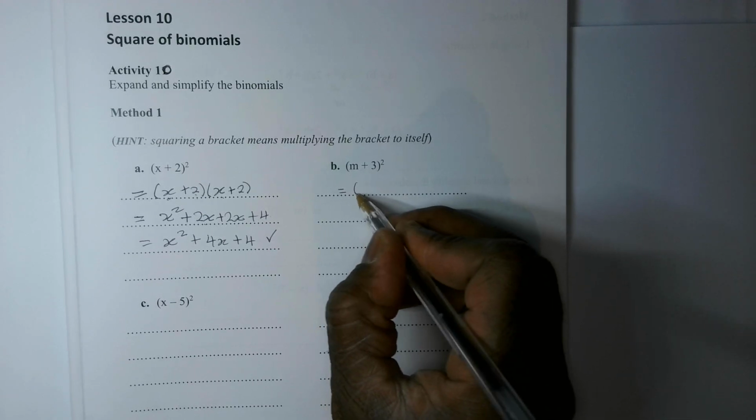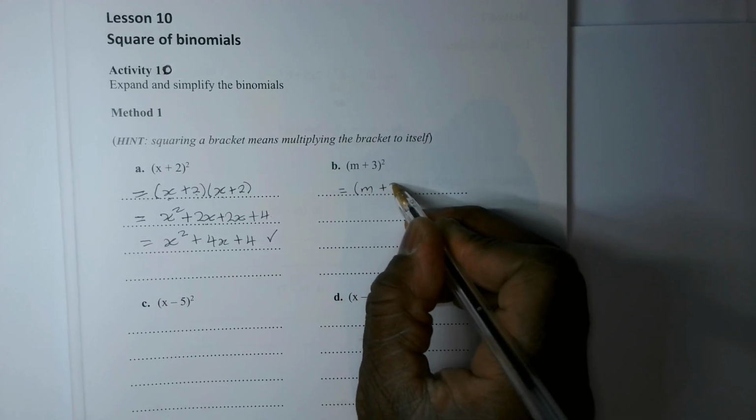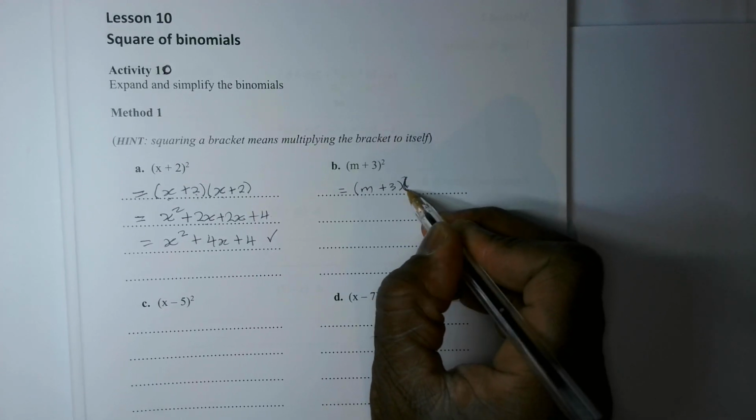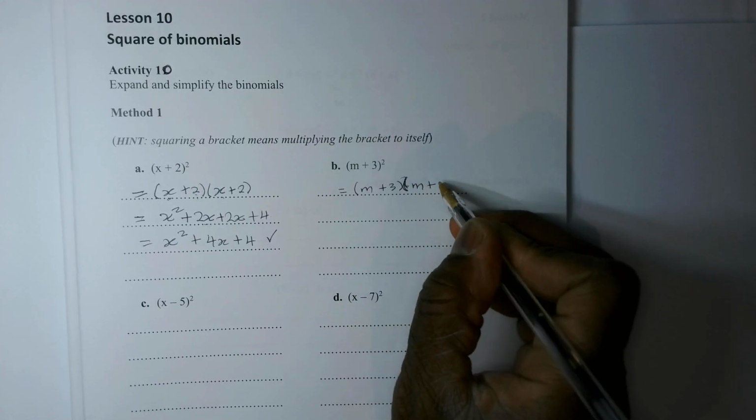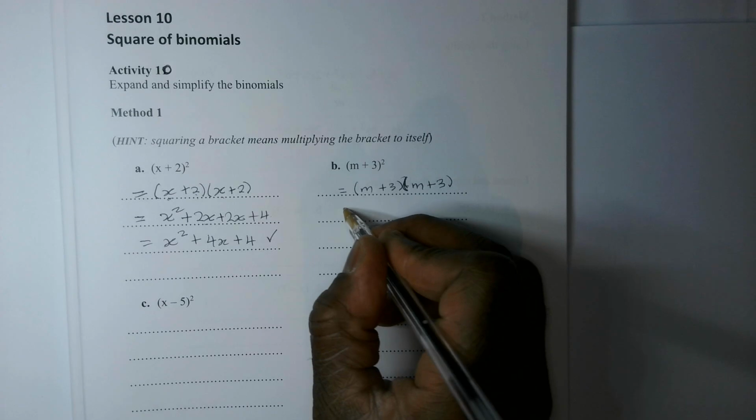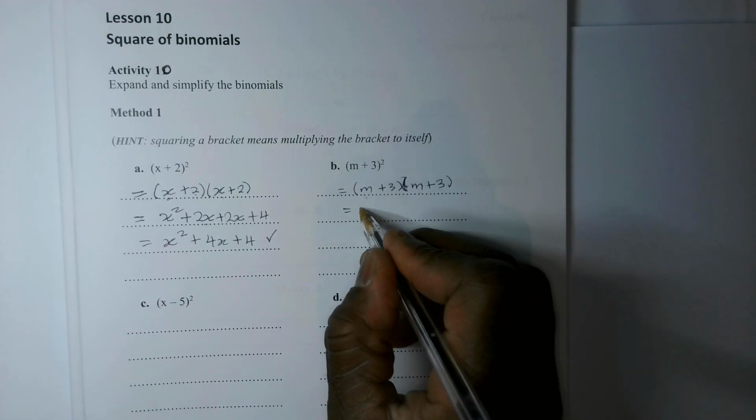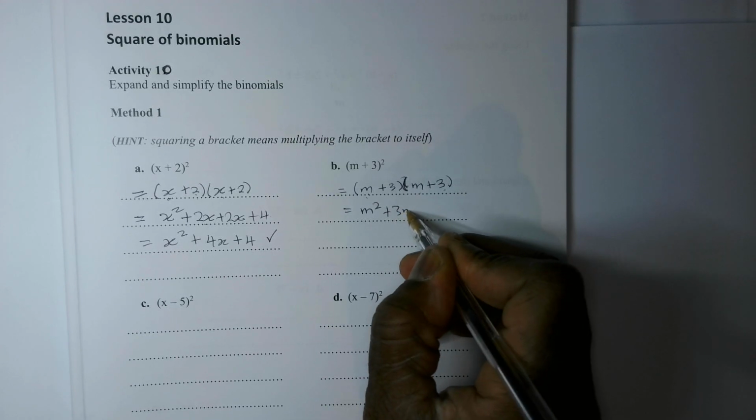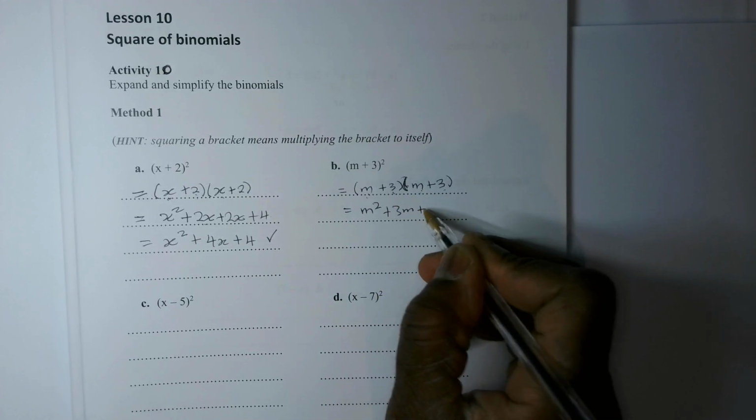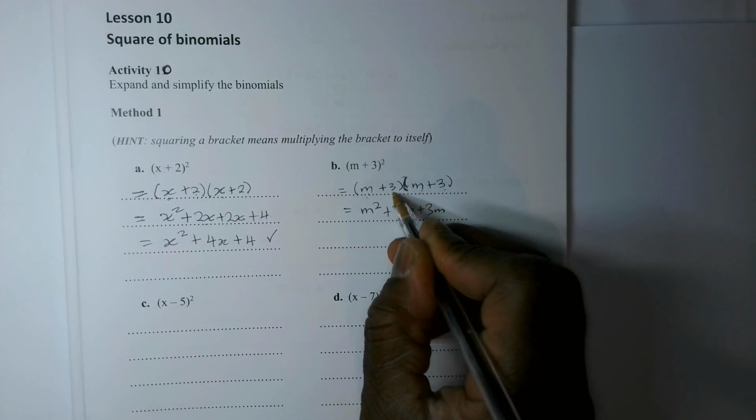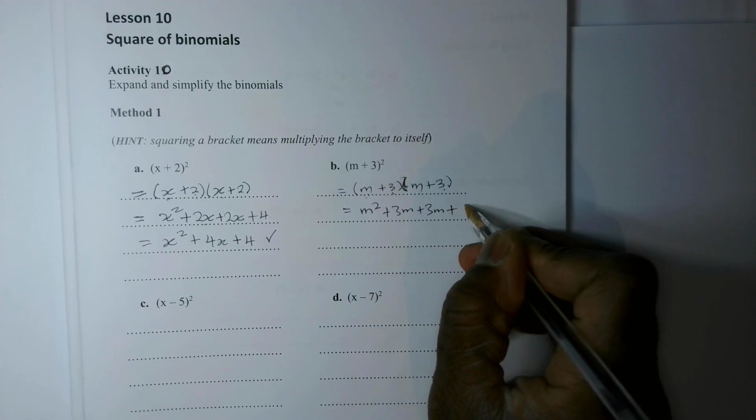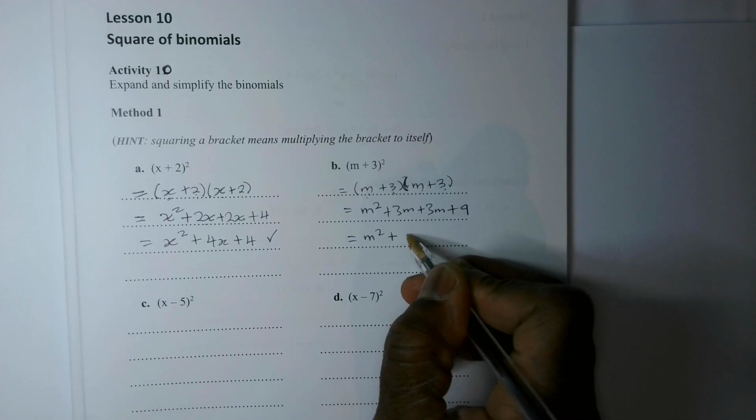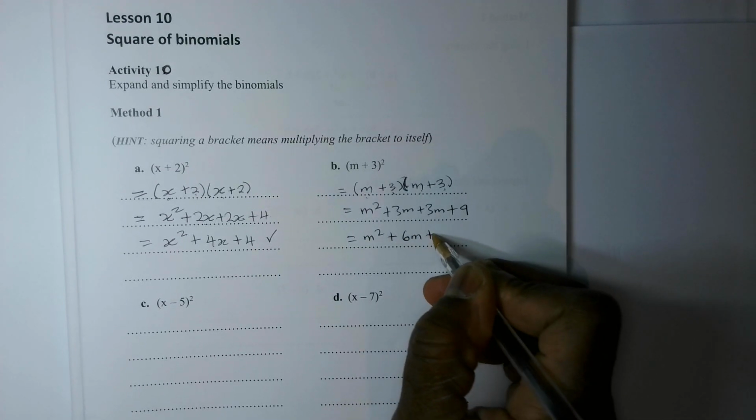Second example, we have (m + 3) squared, meaning (m + 3) times (m + 3), which then gives us m times m is m squared, m times 3 will be 3m, 3 times m will be 3m, and then 3 times 3 will be 9. I'll simplify that to give me m squared plus 6m add 9.